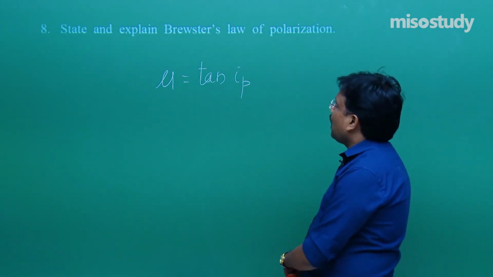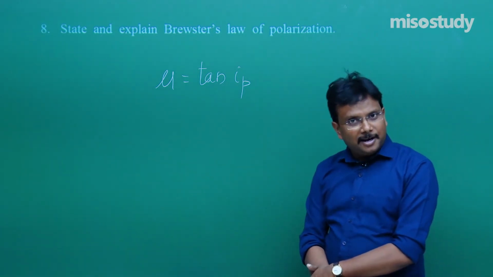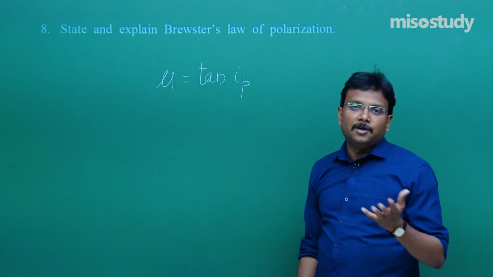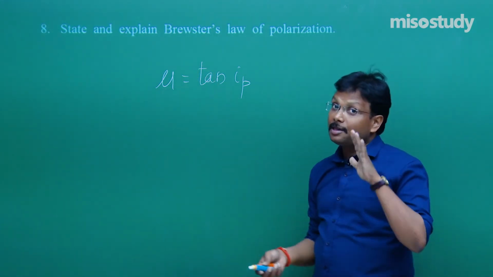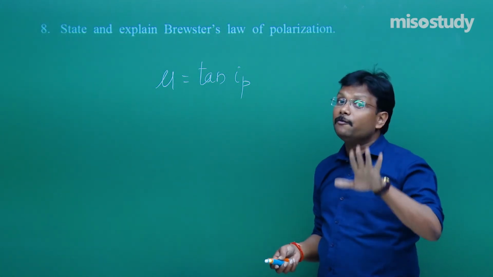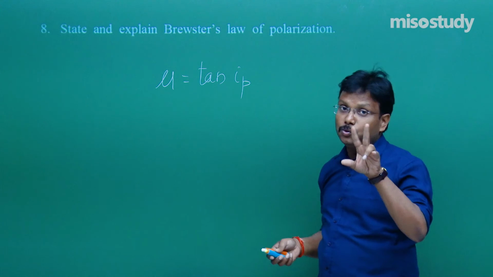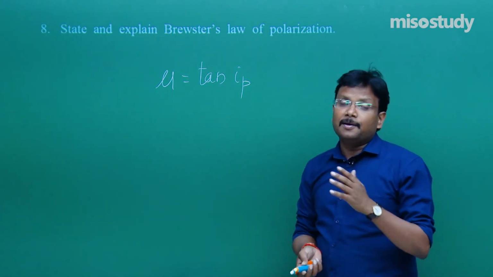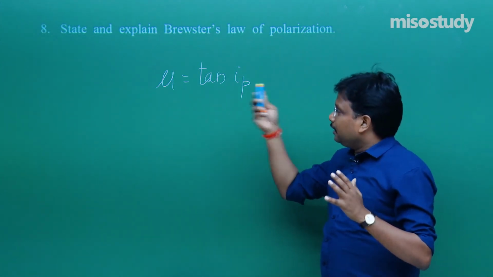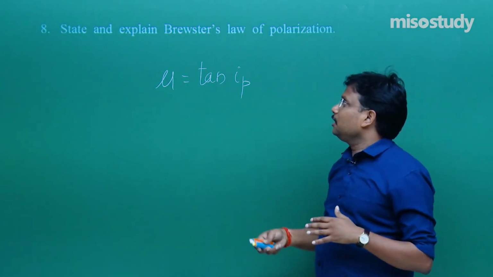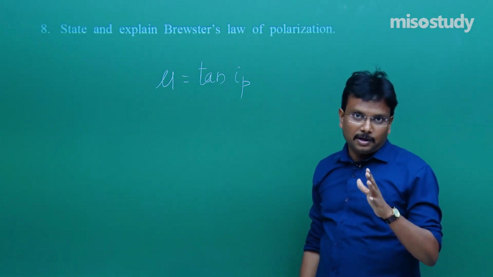So, Malus's law and Brewster's law, these are two important laws. Both laws I explained in my Misostudy videos. So, please take a look and then learn how to write down the answer, because there I explained these two definitions very effectively and simply. In wave optics, whenever you are talking about interference, diffraction, polarization, in polarization this Brewster's law is very important.